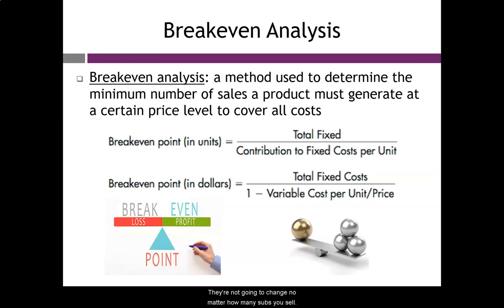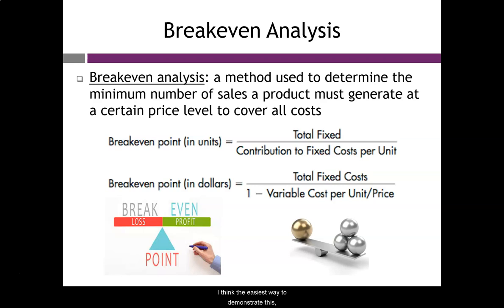They're not going to change no matter how many subs you sell, which means the variable costs do change with the number of subs you sell. Things like the meat, turkey, roast beef, cold cuts, lettuce, onions, tomatoes, the Coke, the Sprite, the Dr. Pepper, all those things change. Cups, plates, napkins, straws, those are all variable costs of Subway. So, in order to do a break-even analysis, we've now determined what are fixed costs and what are variable costs. So let's do a break-even analysis.